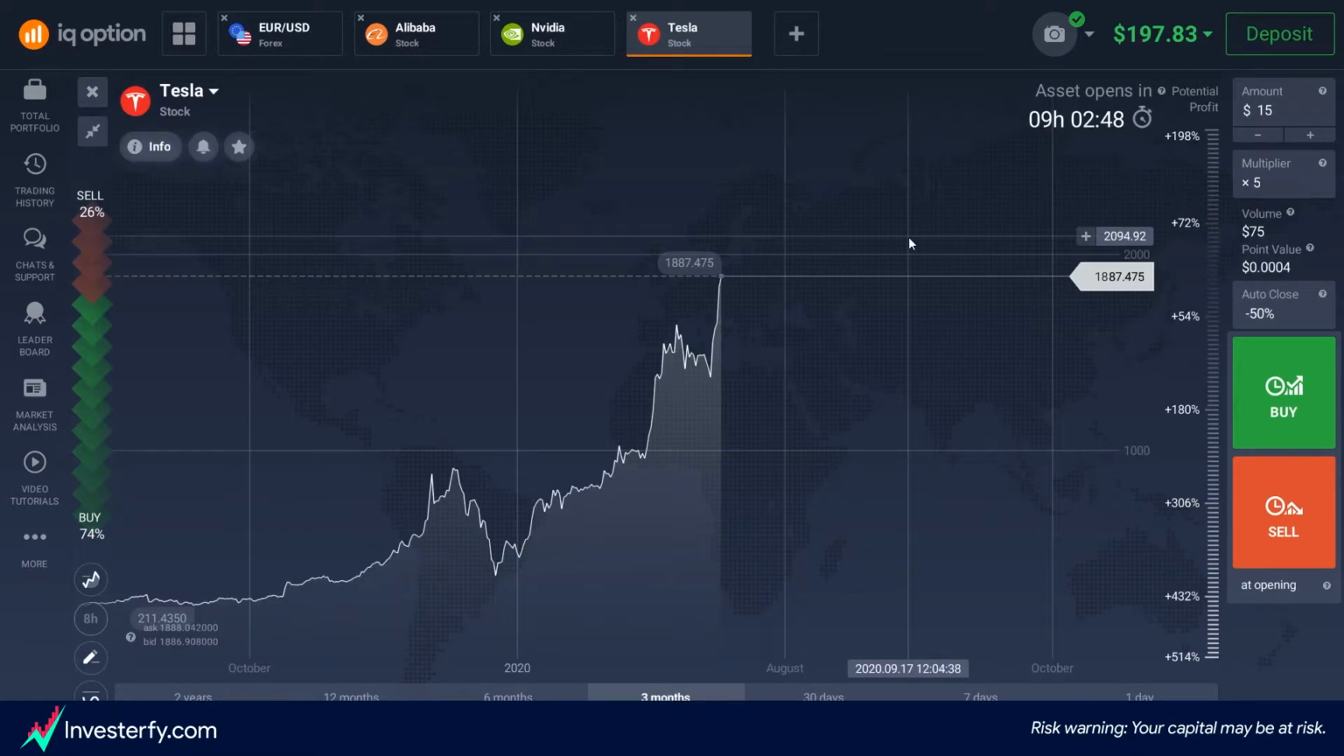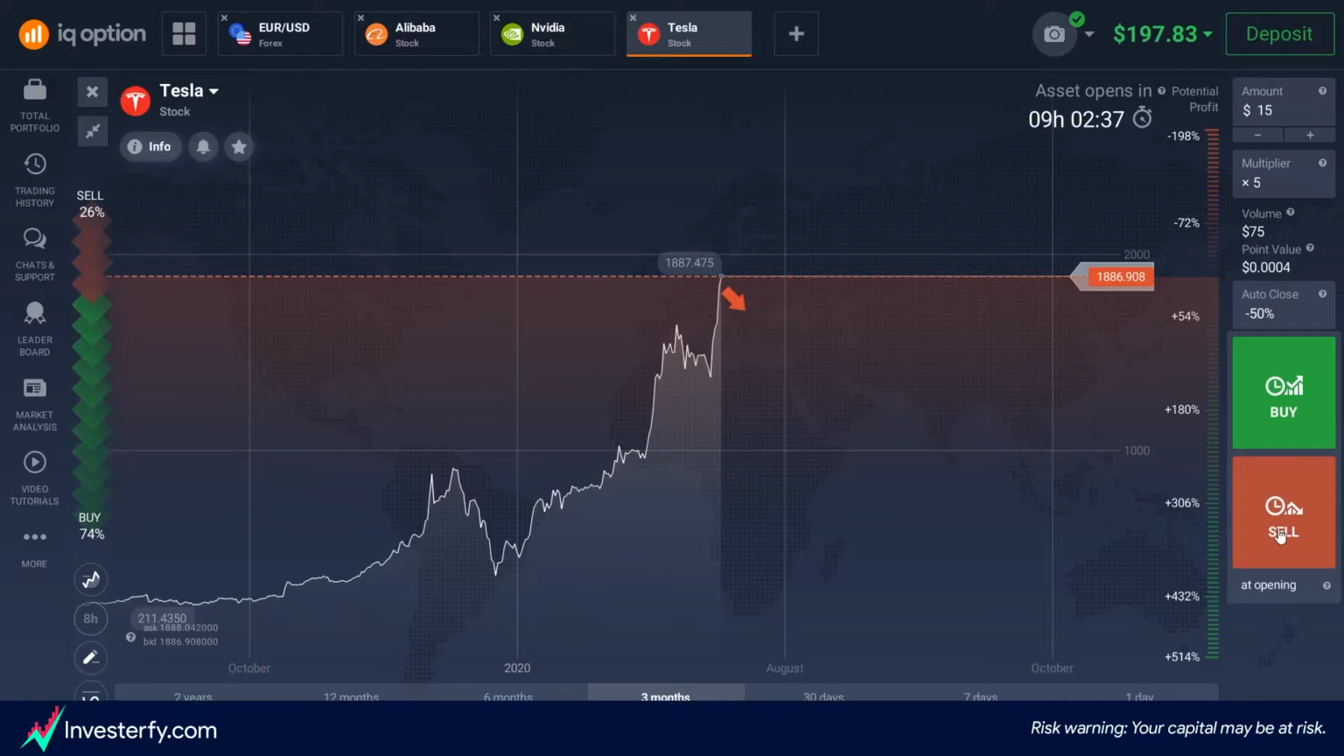Another benefit to trading CFDs is that you can short assets, which is the opposite of buying them. When you short something, which is called sell here on IQ Option, you make money if the price of that asset falls from the position that you bought it. So for example, if I open a sell position here on Tesla and the price then falls, then I will make money. The multiplier or leverage also works in this direction.